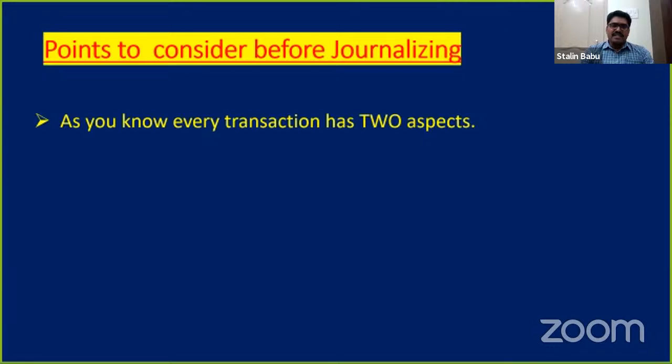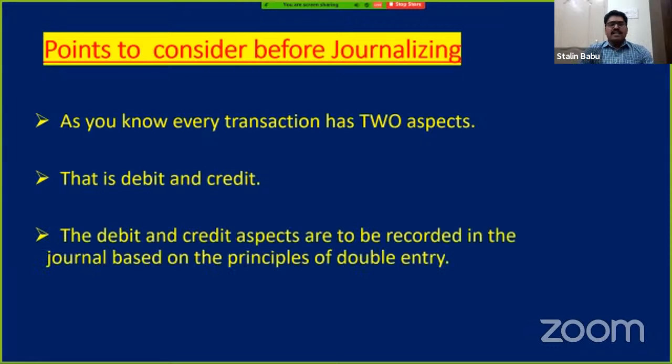That means in every transaction, there are two aspects. One is receiving a benefit, another is giving a benefit. In accounting terminology, the receiving benefit is called debit and the giving benefit is called credit. There are two aspects, debit and credit. These are to be recorded in the journal based on the principles of the double entry system. What is the fundamental rule of the double entry system? For every debit, there is a corresponding value of credit. That means the value of debit is always equal to the value of credit.